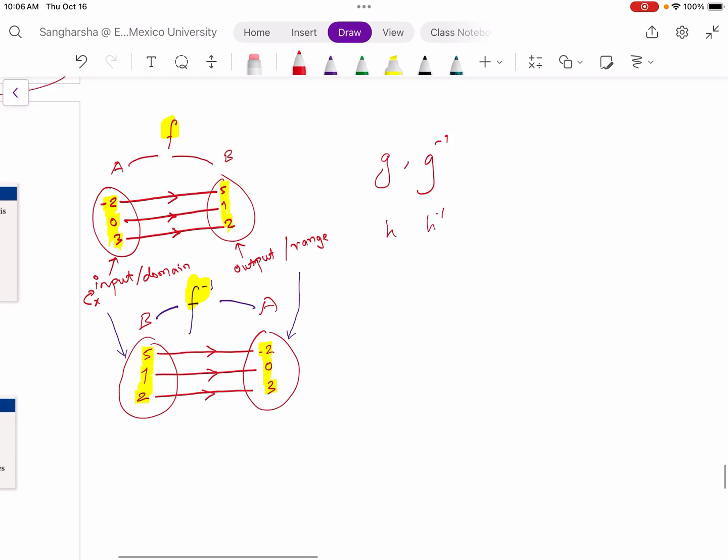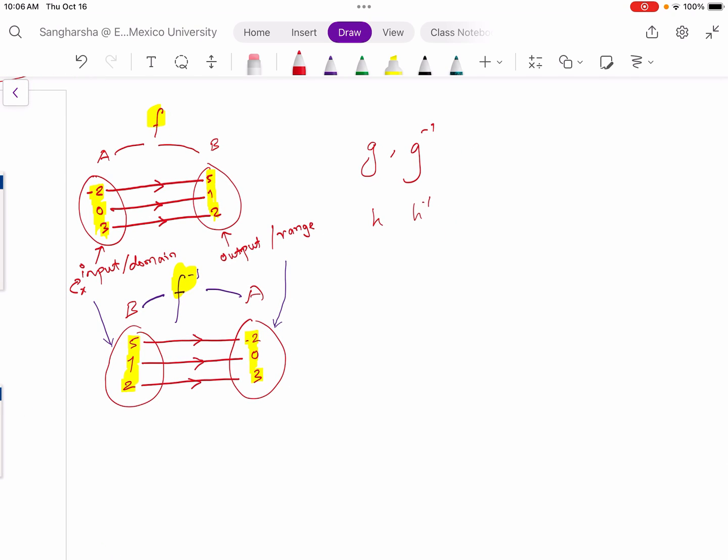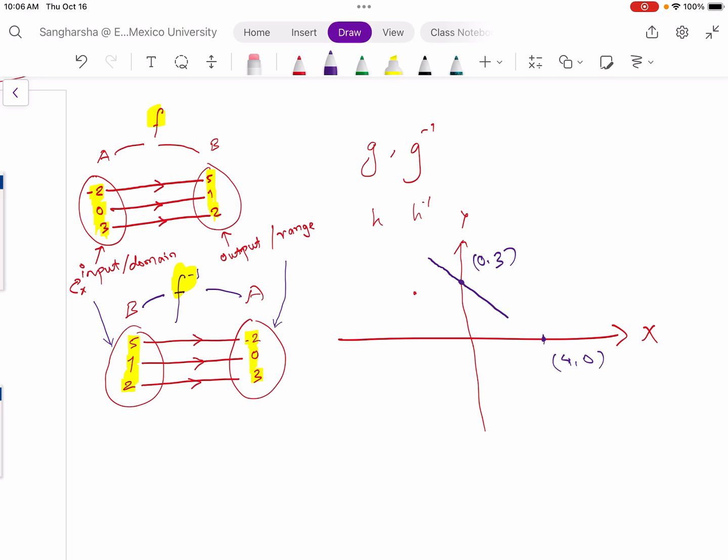So let's take a straight line. Any straight line has 2 points. Let's draw a straight line here. Let's say this is (0, 3), and this is (4, 0). So this is a straight line, and a straight line is a function.